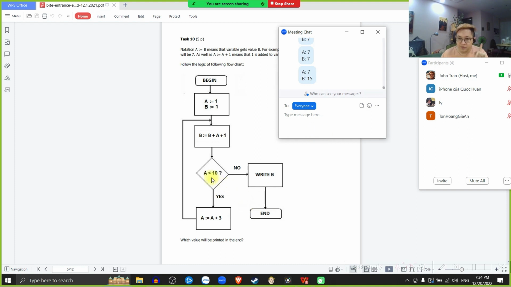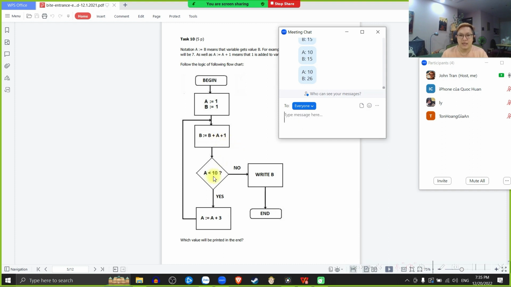But now A is still smaller than 10, so you still have to go through once again. So new A is 7 plus 3 is 10, but B is still 15. The new A equals old A plus 3, which makes 10. And the new B is 15. So you still have to go through here. So A is 10, new B is 15 plus 10 is 25 plus 1 is 26, right?